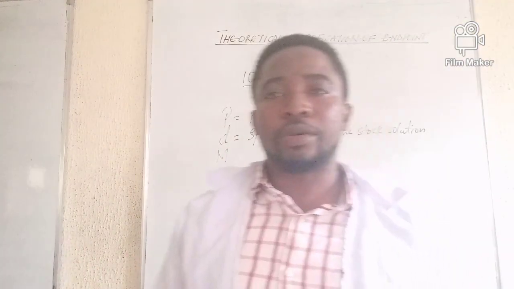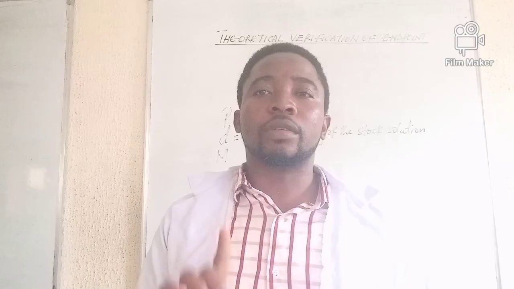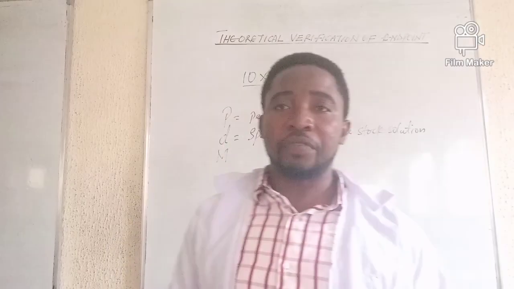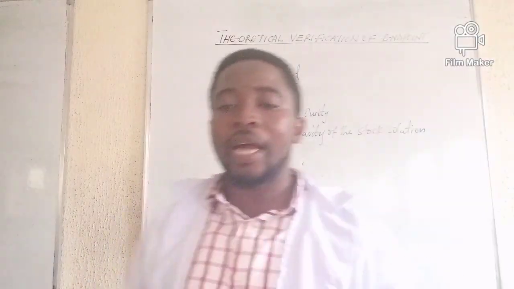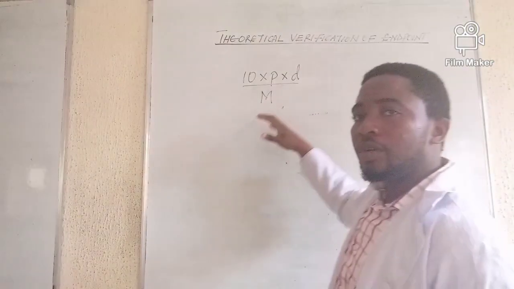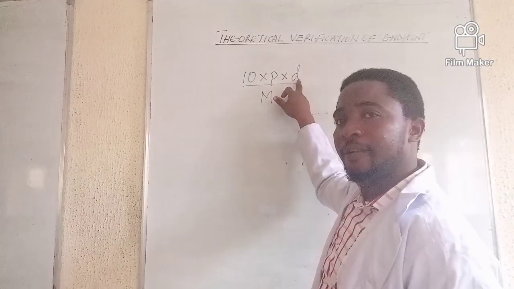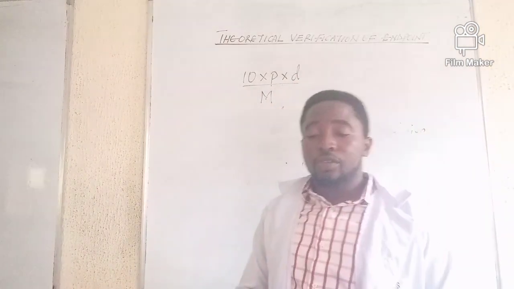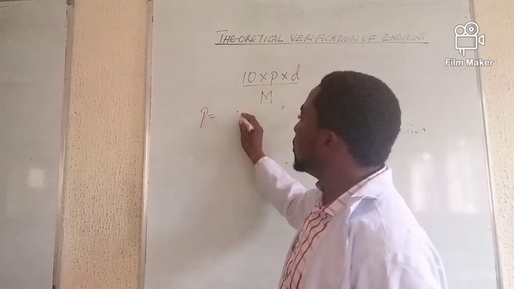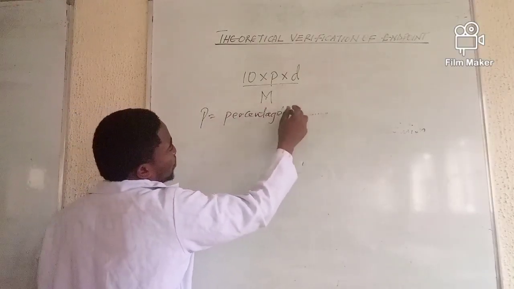The first step to this theoretical verification is to first of all find the molarity of the stock solution, which is the concentrated tetraoxosulfuric acid. To find the molarity of the stock solution, you simply need to apply this formula. You can see the formula I wrote here: 10 times P times D over N. So what does P represent in this formula? P simply means the percentage purity.